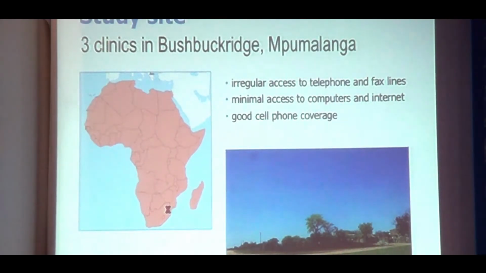So we worked in a very rural area in South Africa, which has irregular access to telephones and fax lines, minimal access to computers and internet, but the cell phone coverage is very good.